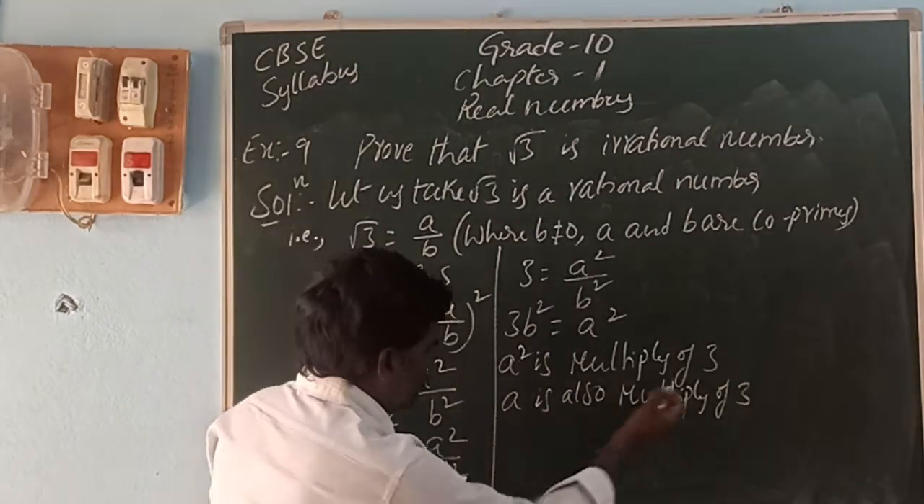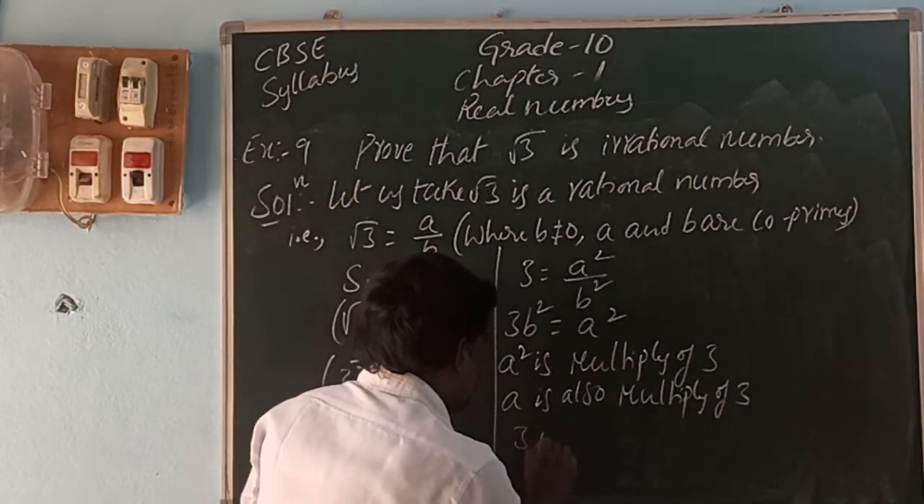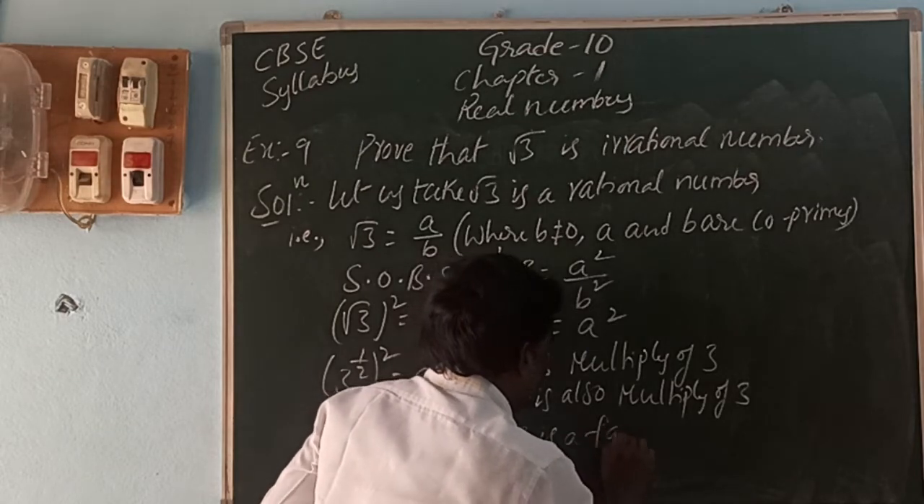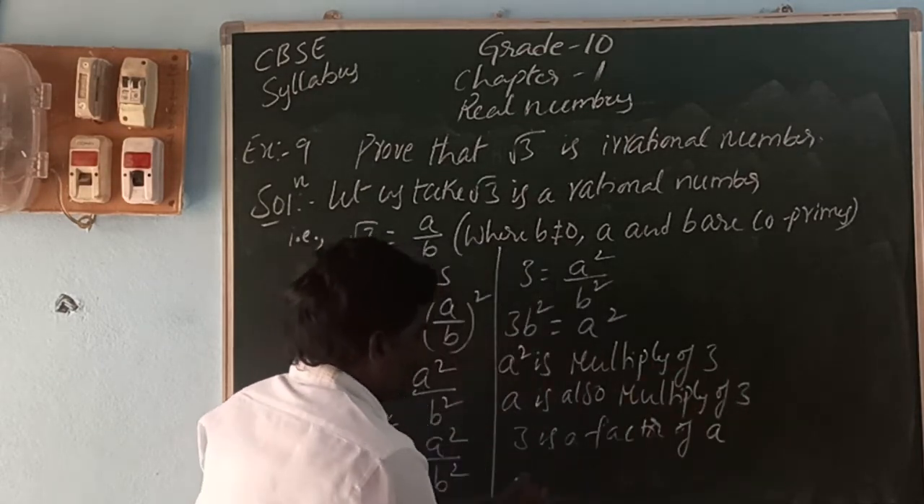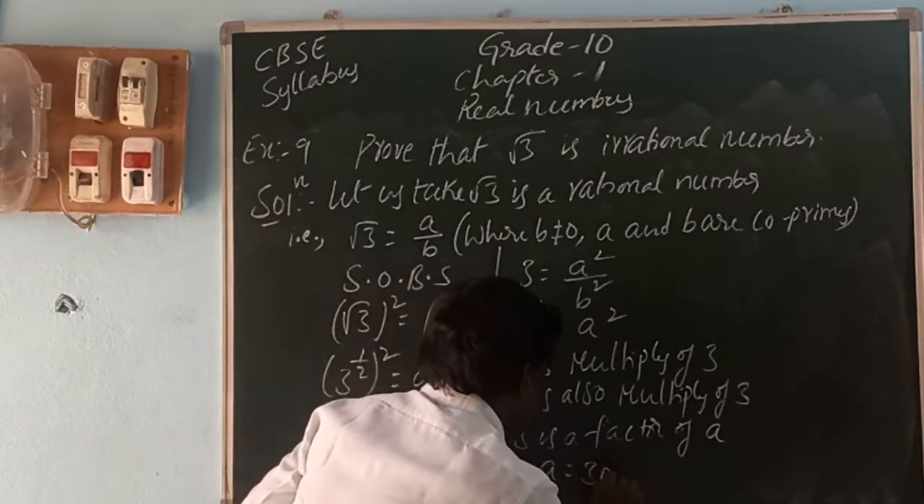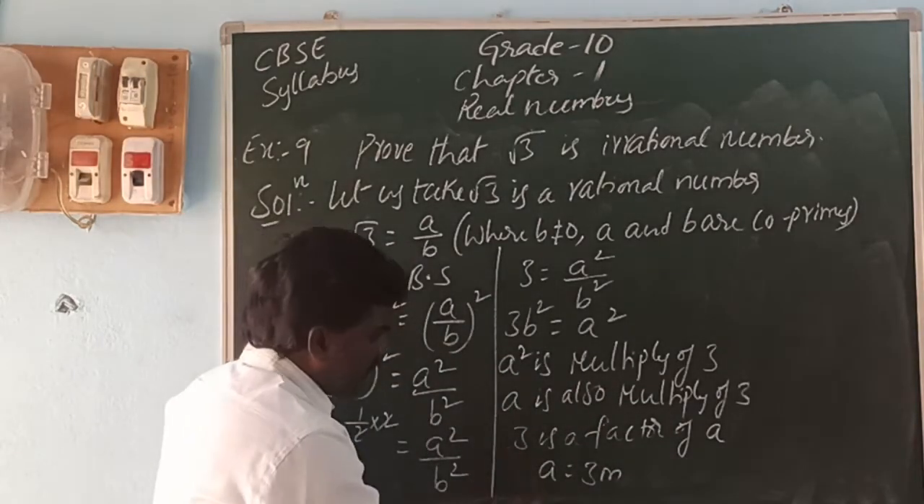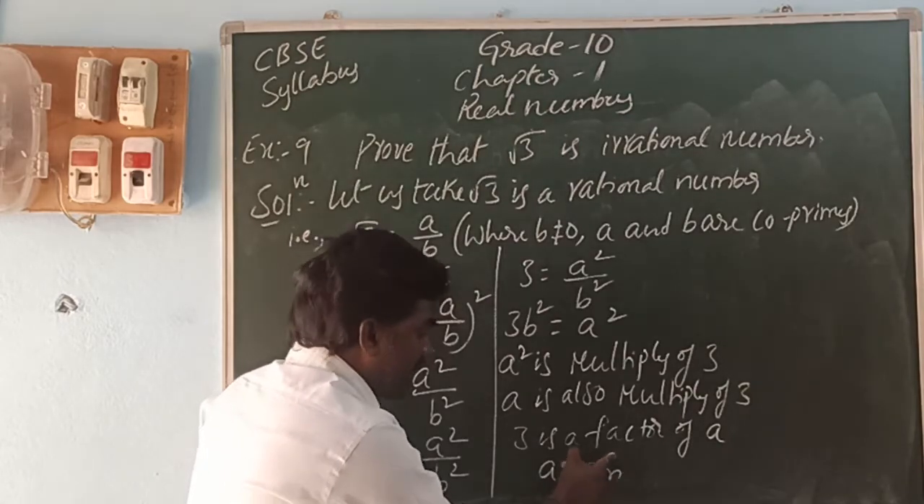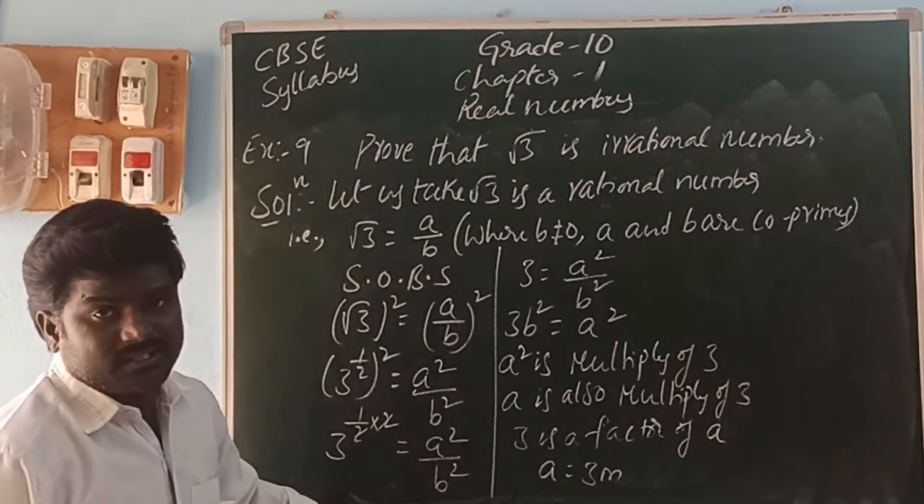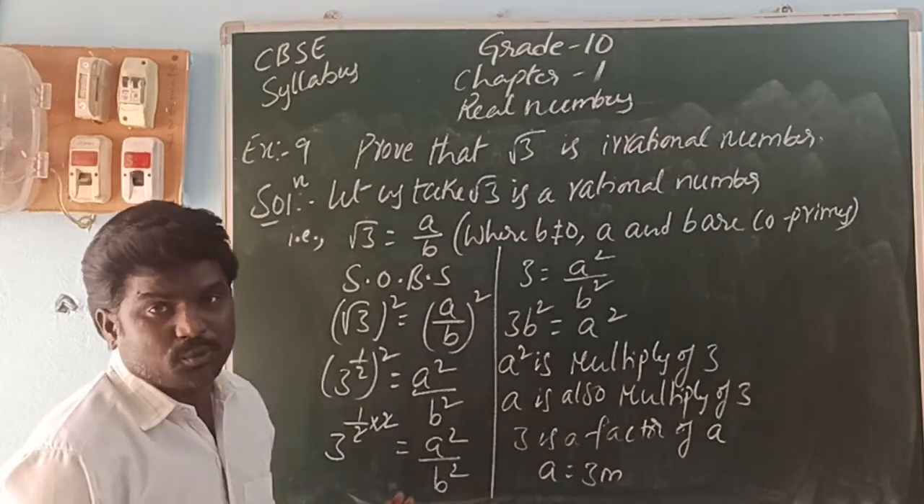So here, therefore, 3 is a factor of a. So that is a is equal to 3m. A is a multiple of 3, so you can write a is equal to 3m. 3m means what? 3 into m, where m is any positive integer.